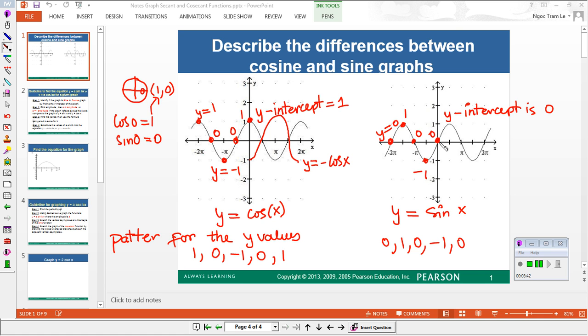Now, if the graph has the y-intercept at 0, then we can conclude that it will be the sine graph. Okay, so it's very easy, simple. A sine graph has the y-intercept at 0. A cosine graph has the y-intercept at 1 or whatever that integer is, but it has to be on the y-axis. It cannot be at 0. Okay. So now let's begin to write the function from a graph.